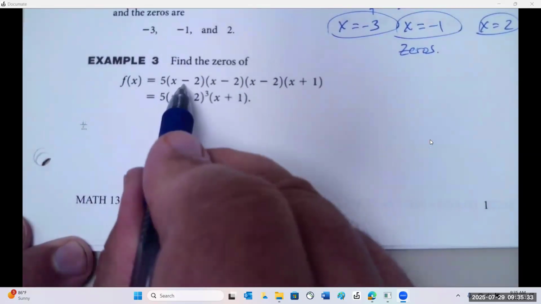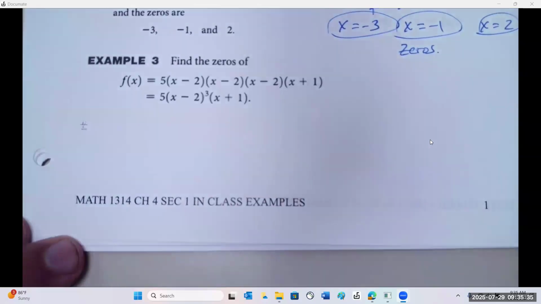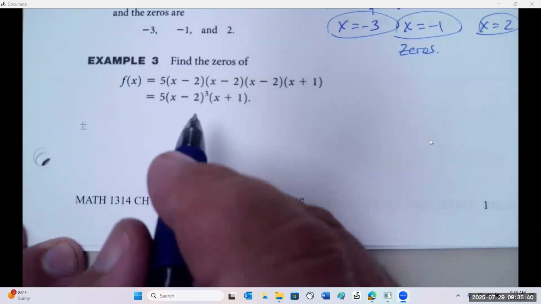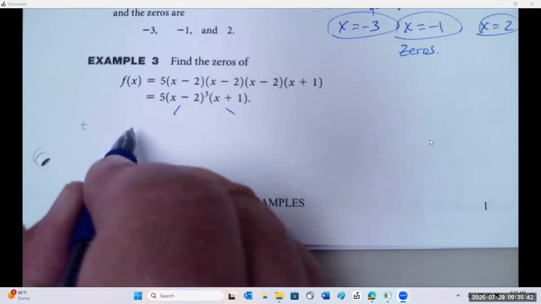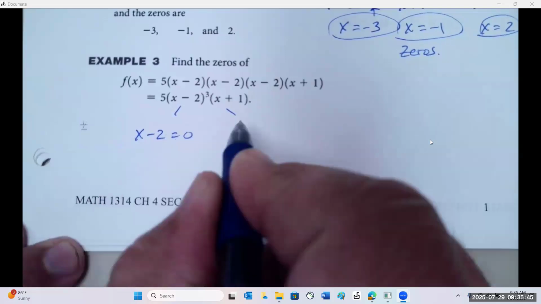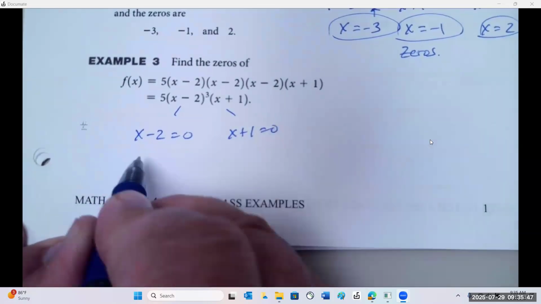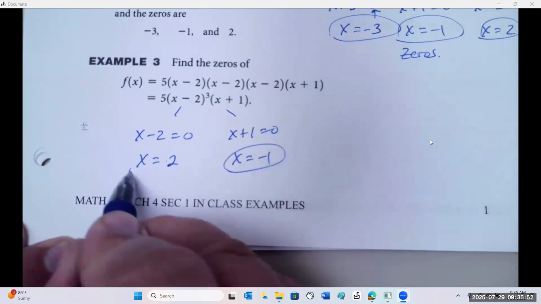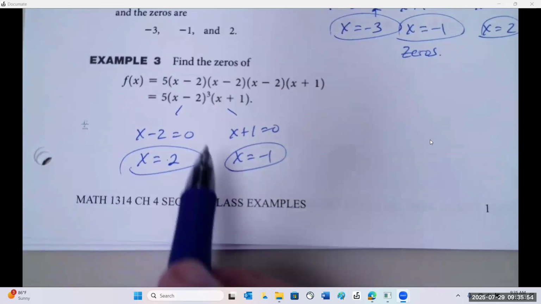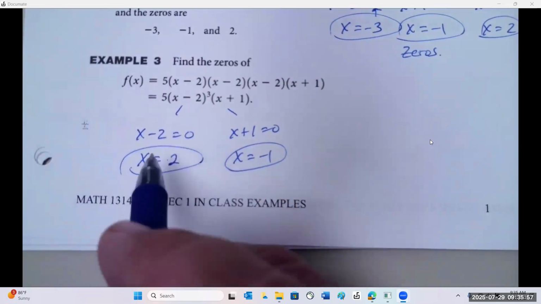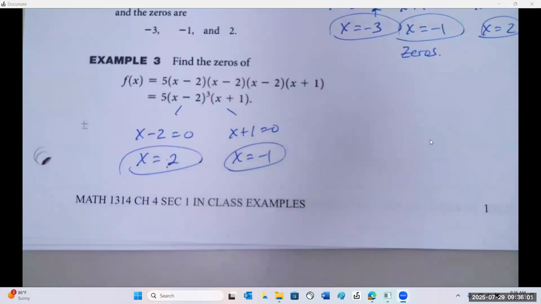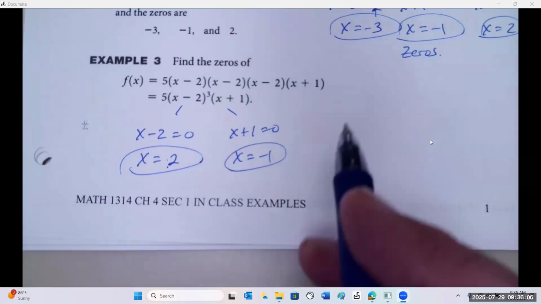If you notice, what do you notice about the first line? You have x minus 2, x minus 2, x. They all have the same answer. So all you have to do is take these two numbers and set them equal to 0. And we learned from chapter 1, if it's inside the parenthesis, it's always the opposite. So if we have x minus 2, the answer is positive 2. X plus 1, x is negative 1. Those are my zeros.